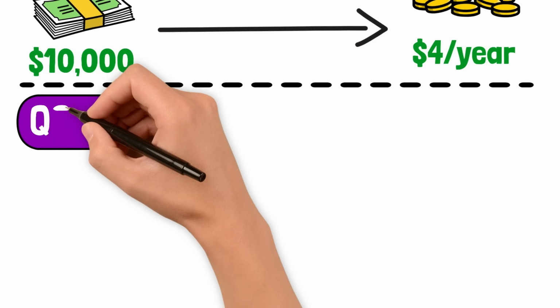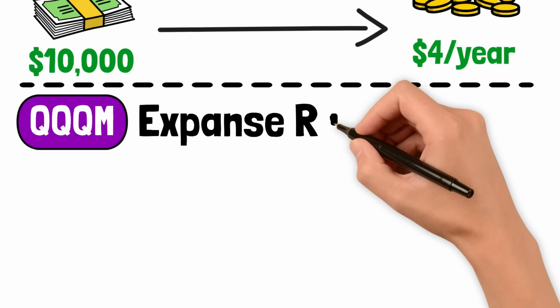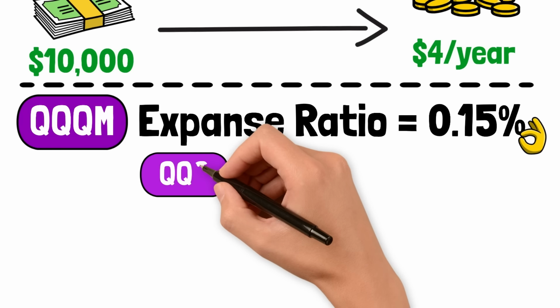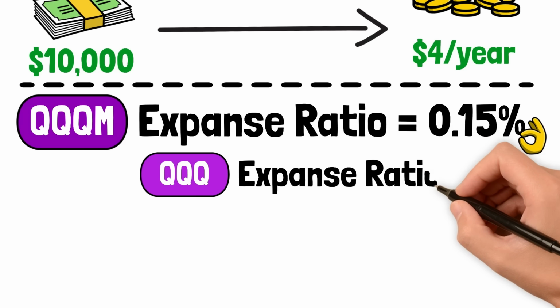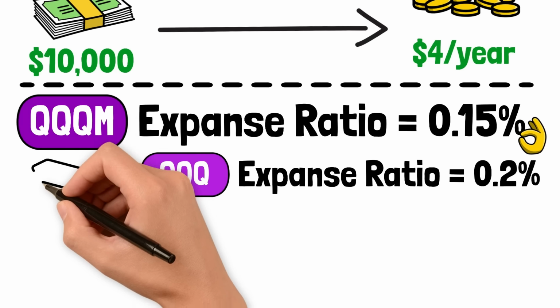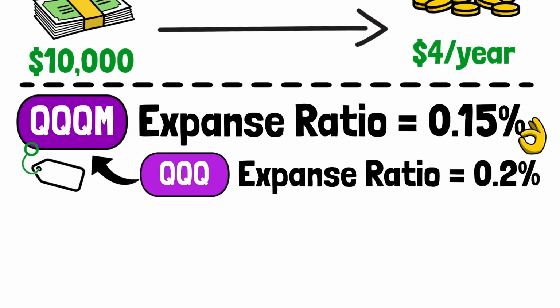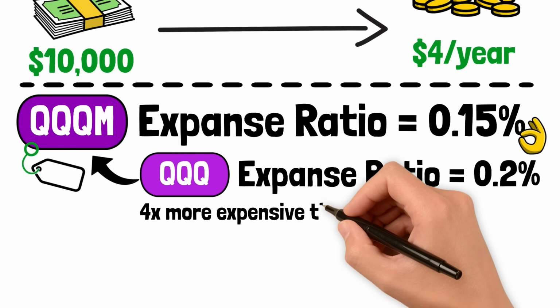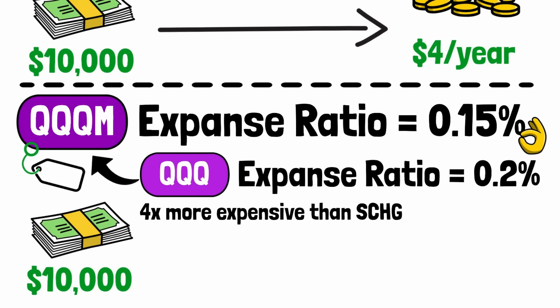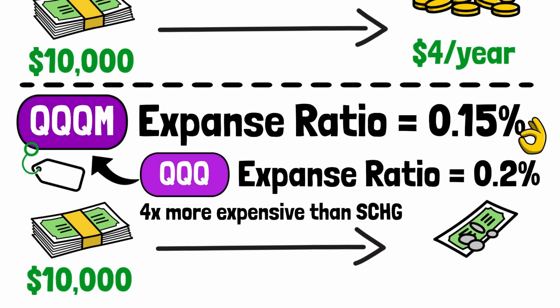QQQM, on the other hand, has an expense ratio of 0.15%. Now, that's still competitive, especially compared to its much larger older brother, QQQ, which charges 0.20%. Invesco specifically designed QQQM to be a lower-cost option for buy-and-hold investors. But while it's cheaper than QQQ, it is still nearly 4 times more expensive than SCHG. For every $10,000 invested, you're paying Invesco $15 a year.